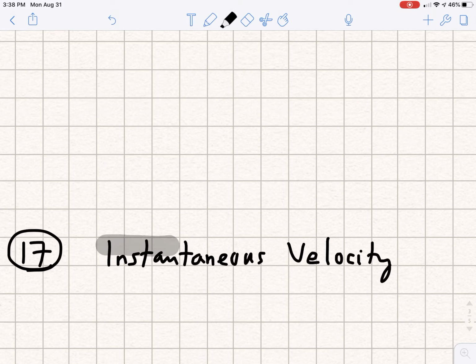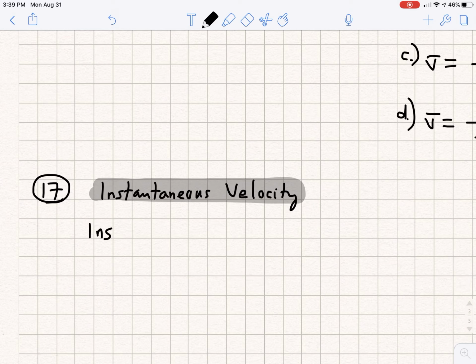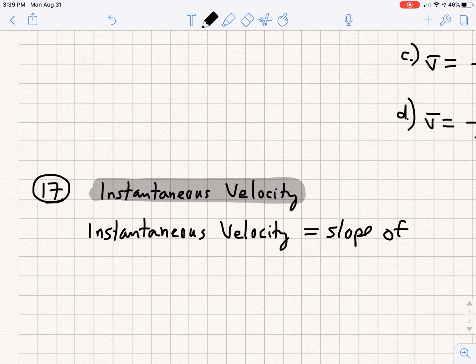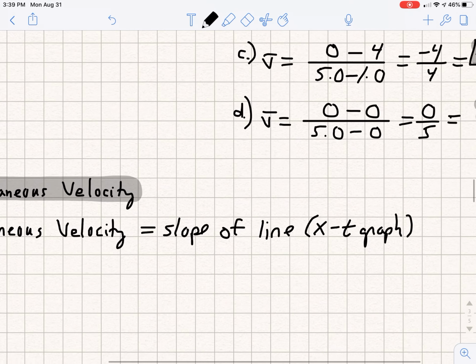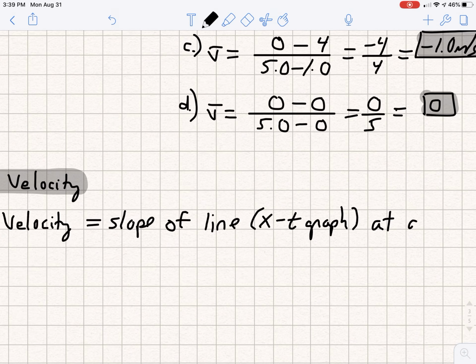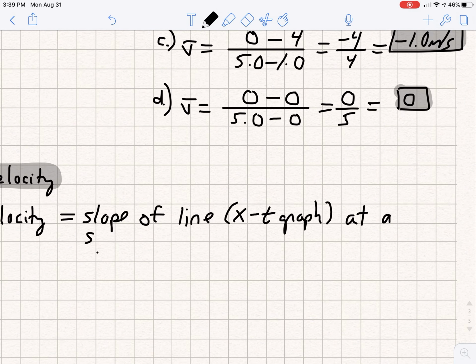Please make sure you try and identify all concepts as you begin to do problems. Well, instantaneous velocity can be found by finding the slope of the line, the slope of the line on a position versus time graph at a specific time.